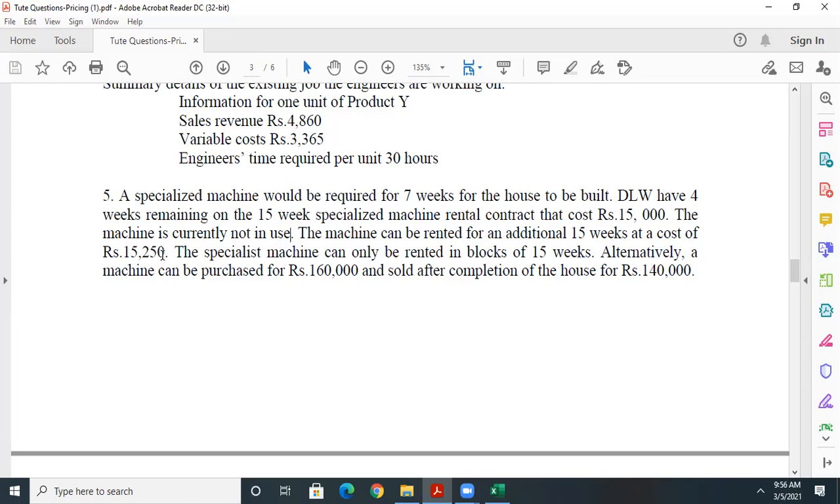The specialist machine can only be rented in blocks of 15 weeks.